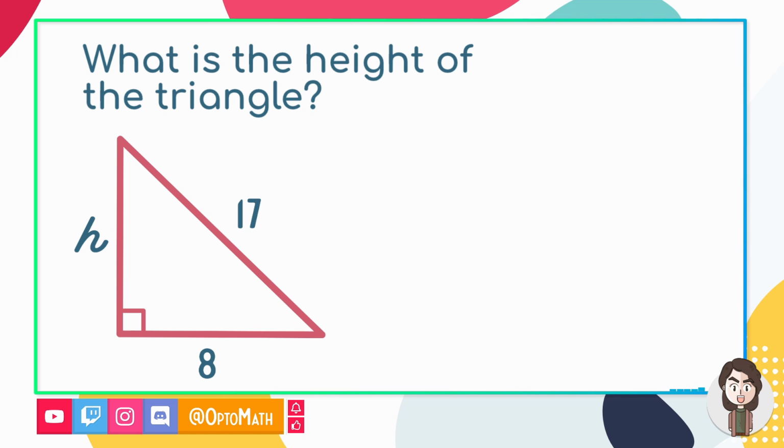Now let's find the height of this triangle using the Pythagorean theorem. So here is our formula. C is going to be our hypotenuse, of course, so we substitute 17 in for C. 8 could either be A or B. It will not matter because they're both legs, and we just substituted H in for B.